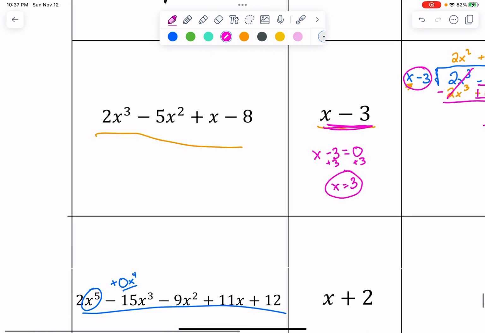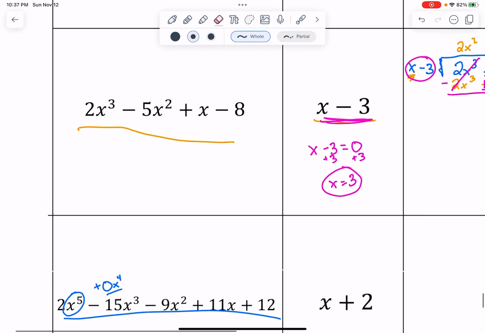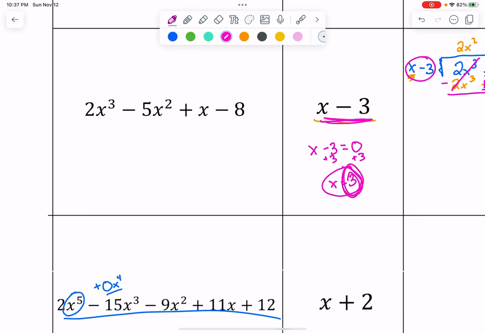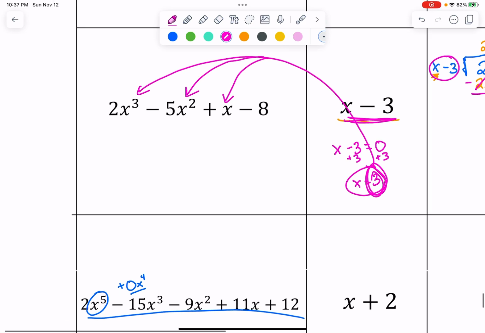Okay, well, what we can do to check to see if our remainder is correct is I take this 3 and I'm going to plug it in for every x that I have and see what I get. Okay, so if I take 3 and I plug in 2 times 3 to the third power minus 5 times 3 squared plus 3 and then minus 8. Okay, I'm plugging 3 in because it came from there.